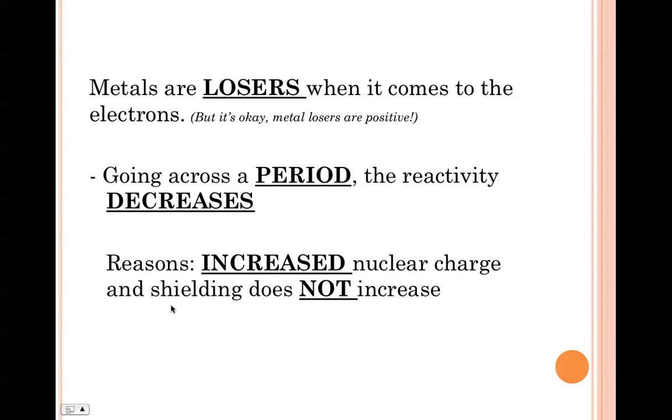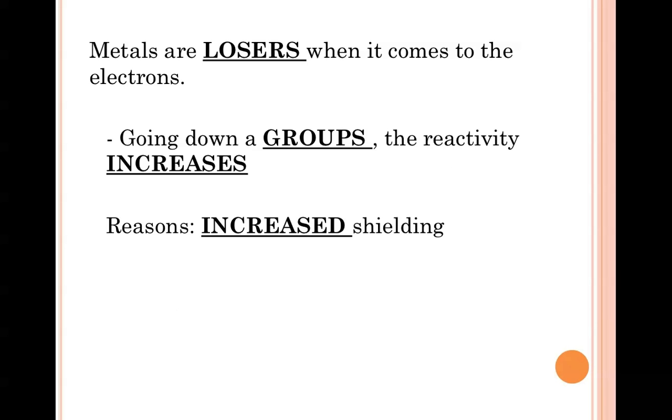So the reason for this is the same as all of our other trends. We have an increased nuclear charge as we go across a period, and shielding does not increase. So metals are able to lose electrons more easily. Now, as we go down a group, the reactivity of metals is going to increase, and this is because of increased shielding. It takes less energy to remove those electrons that they're going to lose, so they're going to be more reactive.